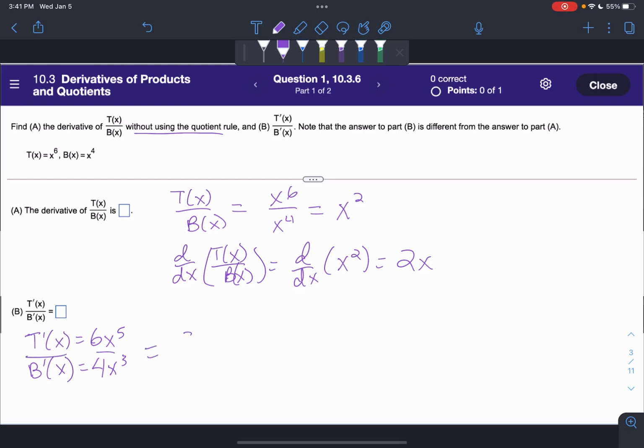We get 3 halves, and then again you could subtract the 5 and the 3, that's from algebra, and get 2. So notice how these two again are not equal. So taking the derivative of a quotient may not and usually will not be equal to the quotient of their individual derivatives. Okay?